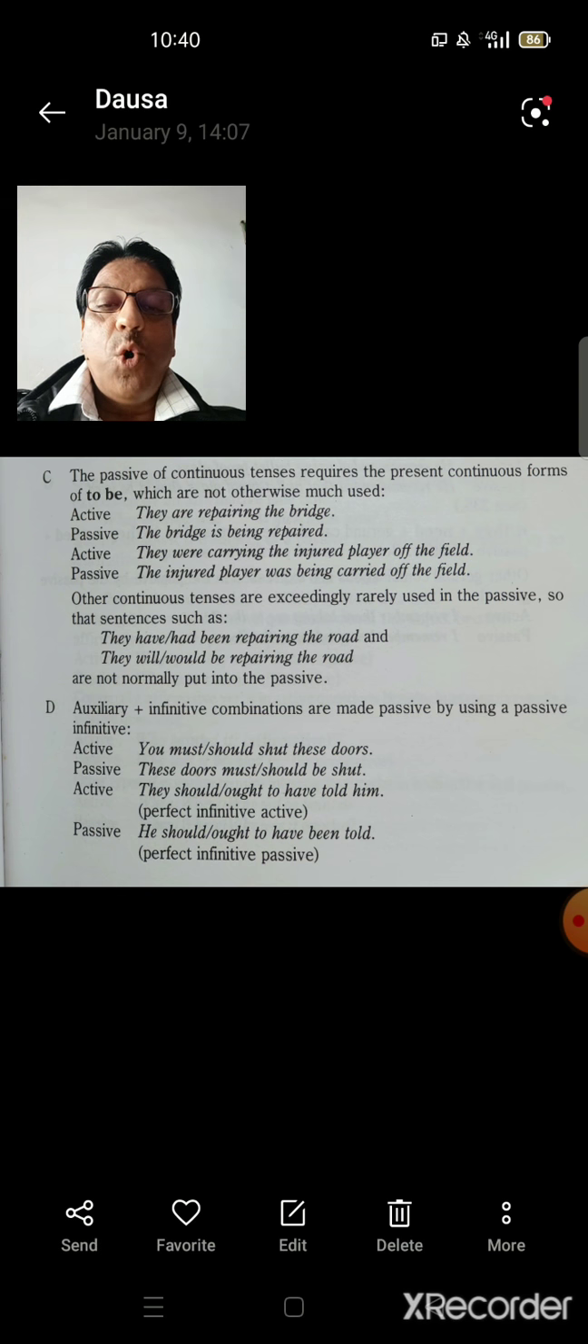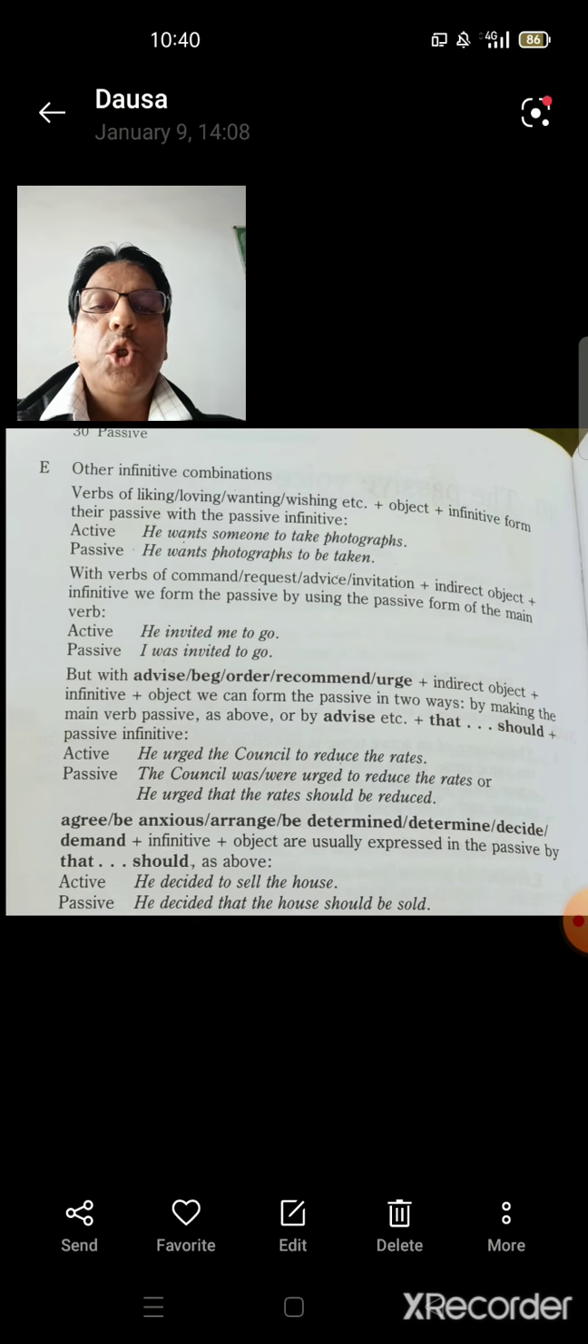Now coming to auxiliary plus infinitive. When we have the auxiliary, the examples as you see on this page, you must shut these doors. So these doors must be shut. Shut, since we have all the forms as shut, the base form is the same, the past is the same, as well as the past participle is the same. So these doors must be shut. They ought to have told him, perfect infinitive, and the passivization is he ought to have been told.